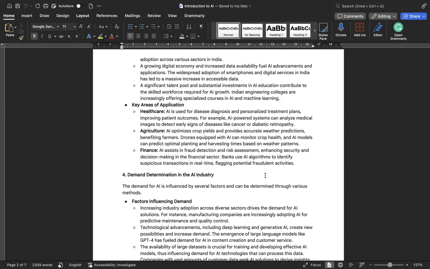So the key areas of application will be healthcare. In the healthcare sector, artificial intelligence is used for disease diagnosis and personalized treatment plans, and improving patient outcomes. What examples do we have? For example, these artificial intelligence powered systems can analyze medical images to detect early signs of diseases like cancer or diabetic retinopathy as well. They are also researching many things in Sri Lanka under the healthcare sector. We are running many research projects.